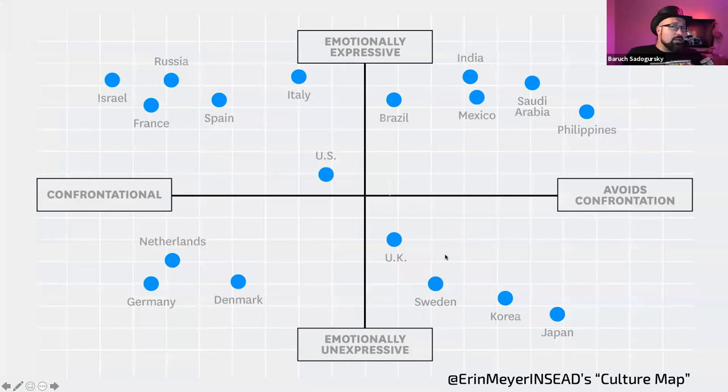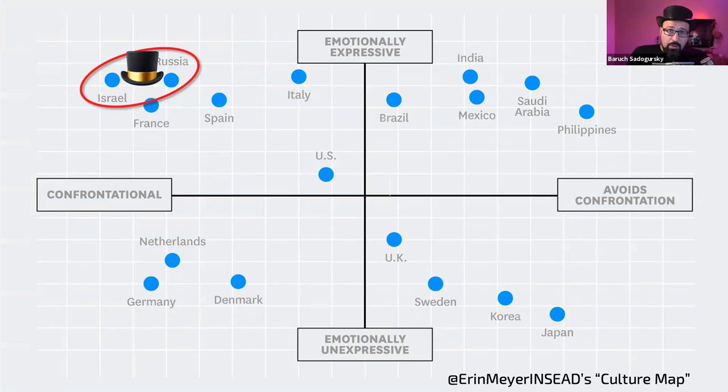This is my California disclaimer. You can see that the most emotionally expressive and confrontational people in the world are from Israel and Russia. I managed to be from both. That might explain some of my attitudes. So I don't apologize about it, by the way. That's a great chart from a great book called The Culture Map by Erin Meyer. Since all of us work in multicultural environments, I highly recommend you read this book.